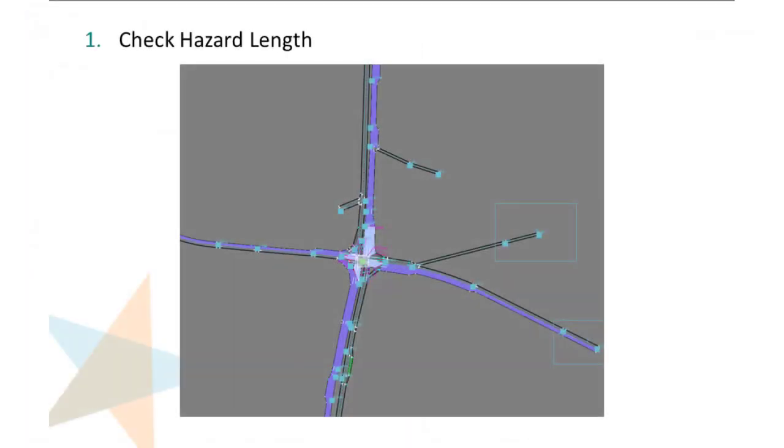So in summary, if you watch your model and you see some issues with lane changing, lane use, what I'd suggest is to go through the following steps. Check your hazard length: can the vehicles see the hazard as far back as you'd like them to be able to?